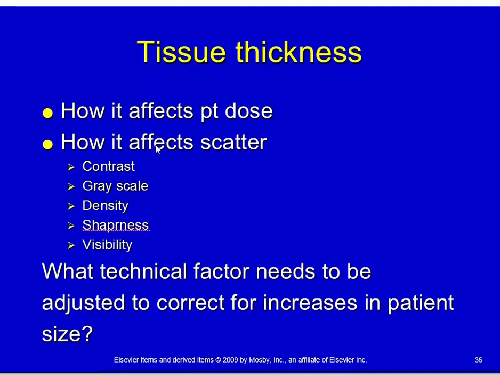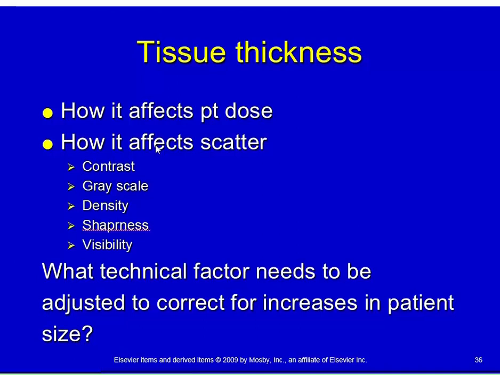It affects scatter in the same way that patient thickness goes up, because the percentage of the scatter that composes the remnant beam increases, contrast goes down, grayscale goes up, density goes down if you don't adjust your technique. Sharpness of recorded detail remains unaffected, and visibility of recorded detail goes down. Anything that extends grayscale and reduces contrast gives you a longer scale of contrast, gives you a lowered visibility of recorded detail.